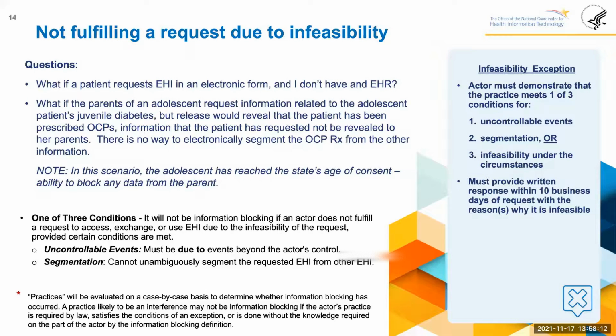And let me quickly go over the infeasibility exception at a very high level. It really consists of 3 conditions. There's circumstances we would call uncontrollable events. I'll talk about that last. There's circumstances where it's a segmentation issue. And that's, I see your second question on the screen. So that's where we're going to get into that. But this question you've just asked actually implicates the third part of the infeasibility exception, which is infeasibility under the circumstances.